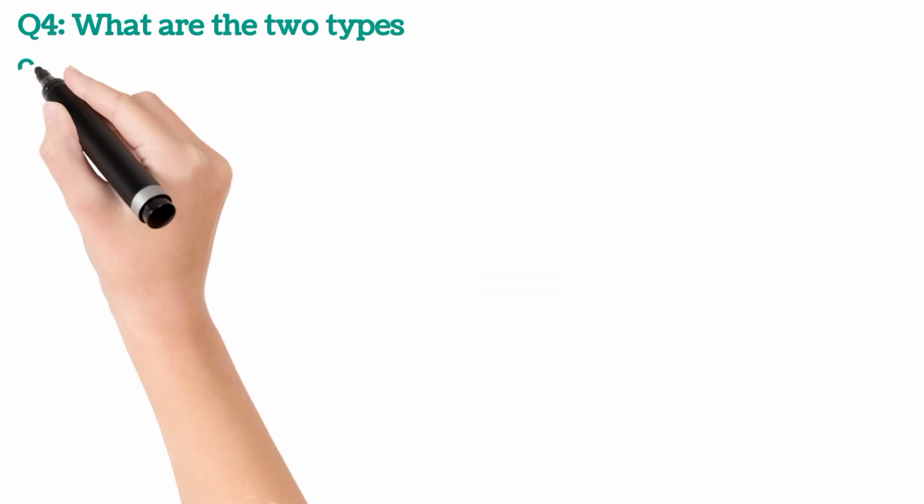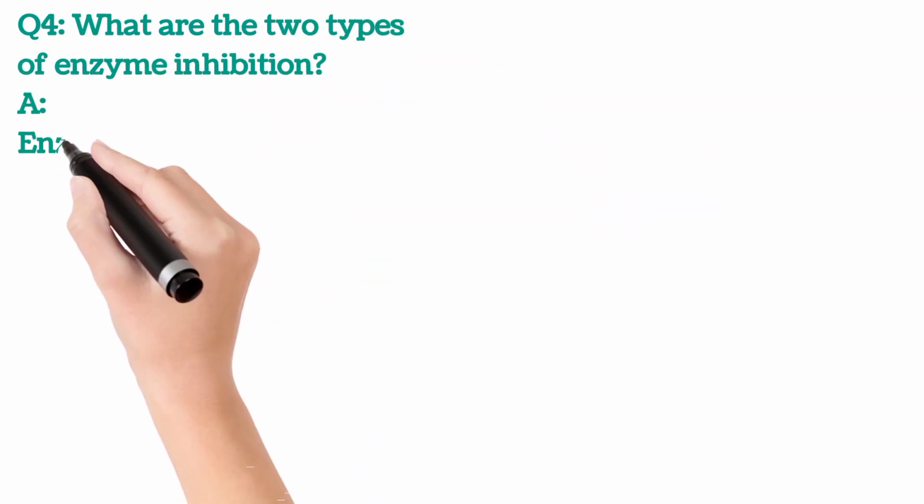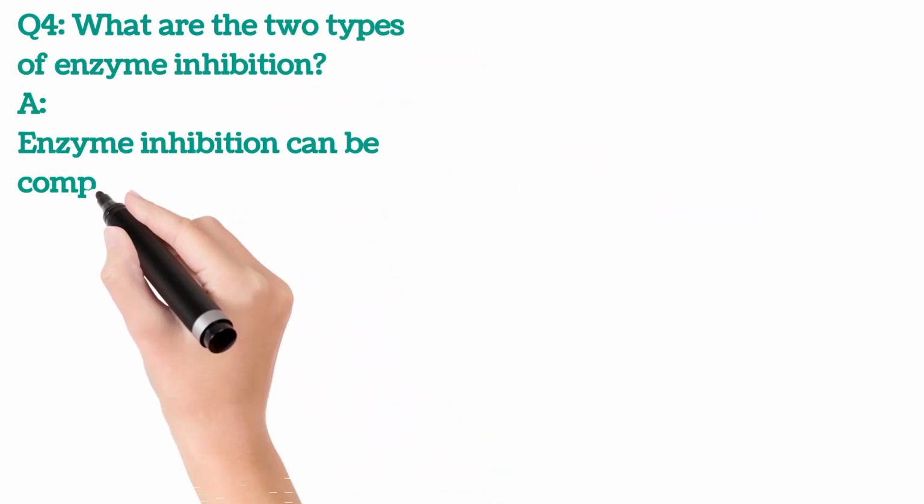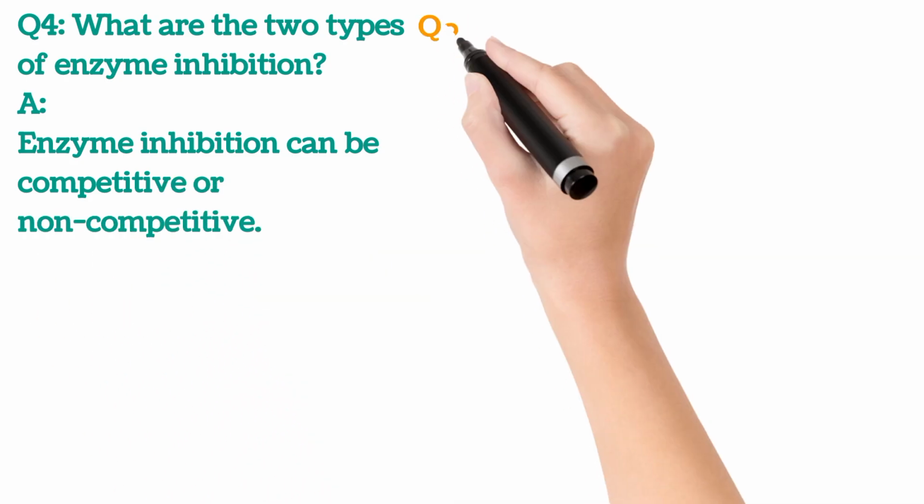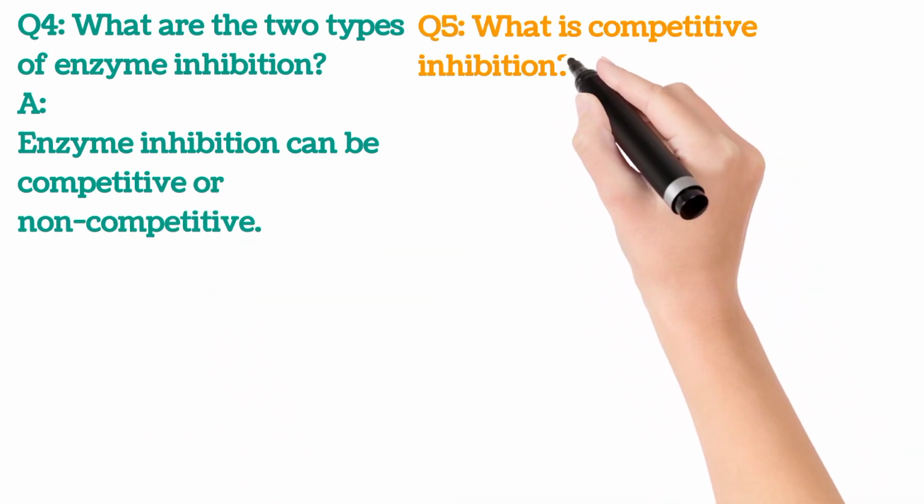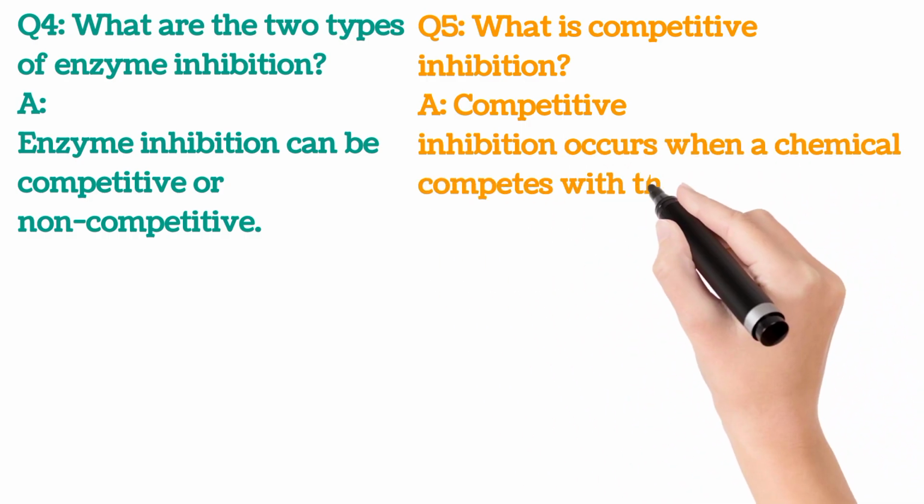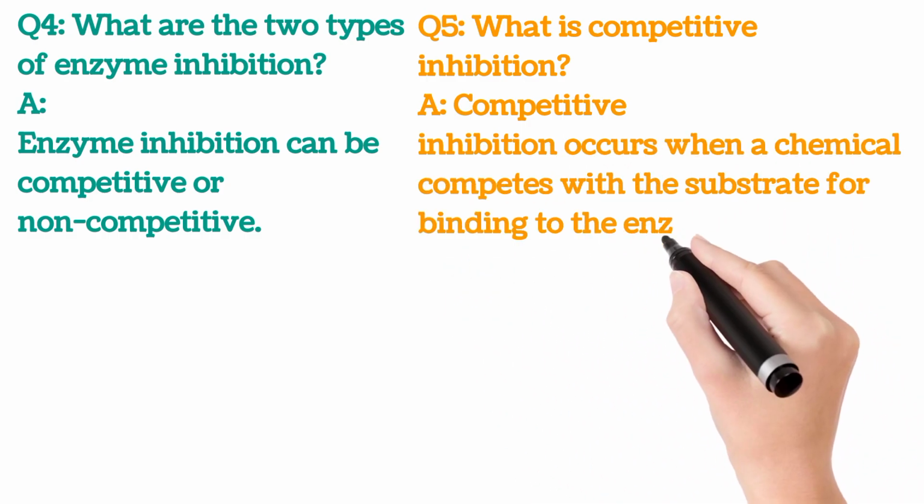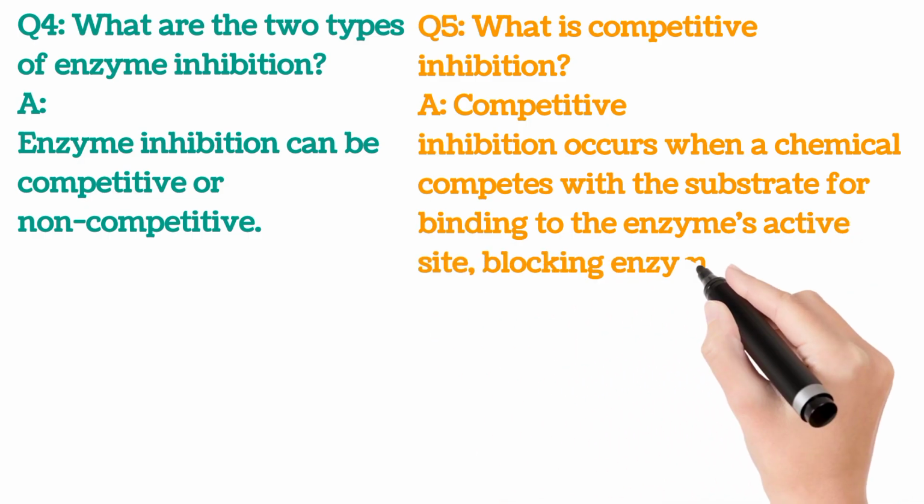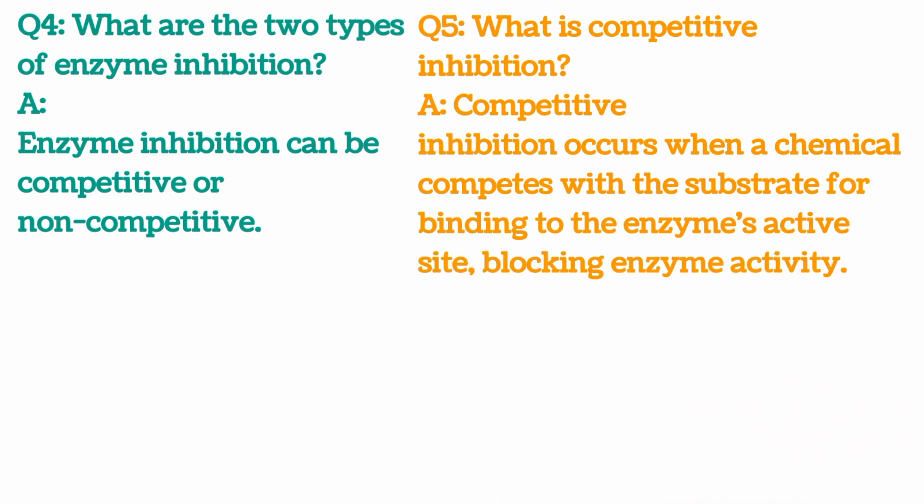4. What are the two types of enzyme inhibition? Enzyme inhibition can be competitive or non-competitive. 5. What is competitive inhibition? Competitive inhibition occurs when a chemical competes with the substrate for binding to the enzyme's active site, blocking enzyme activity.